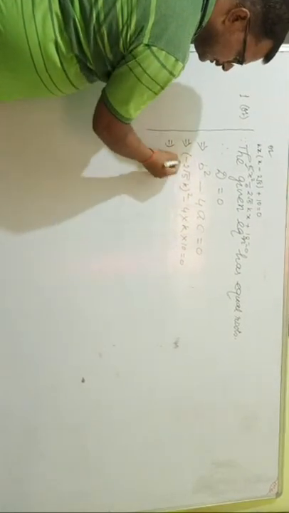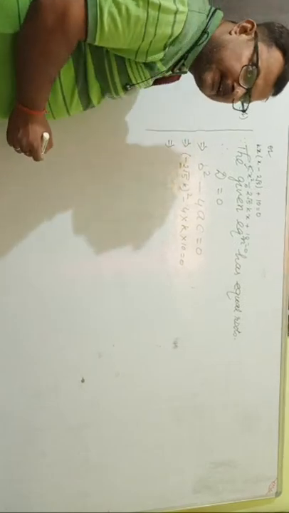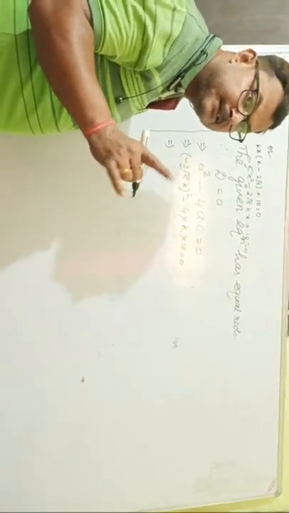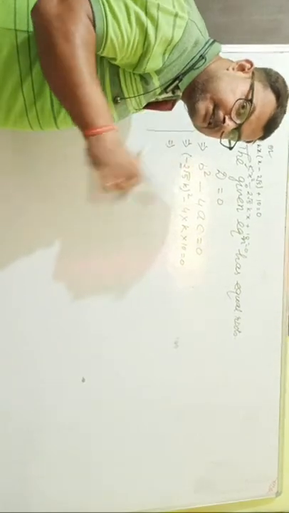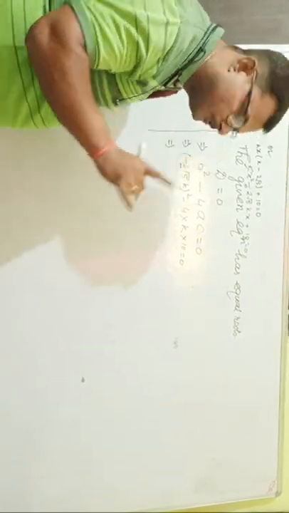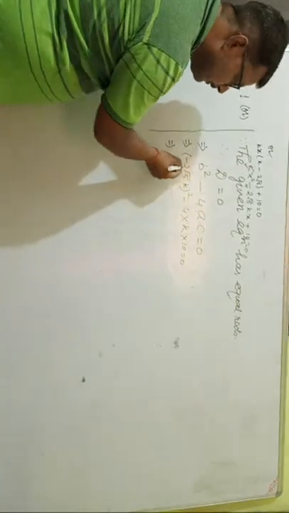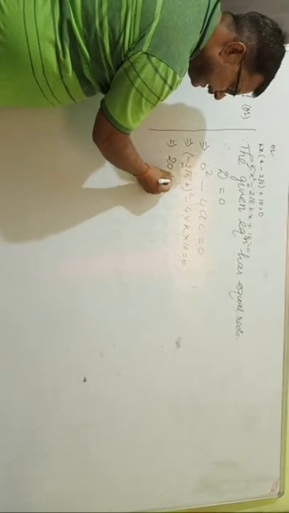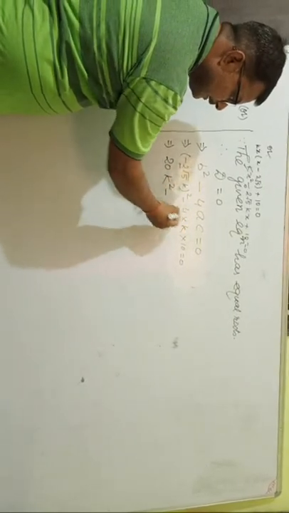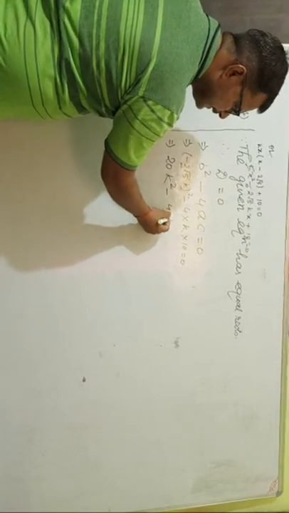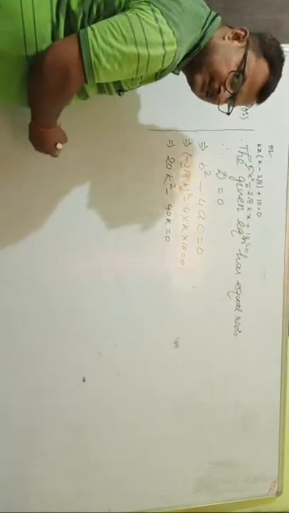Square of minus 2 means minus 2 into minus 2, which is plus 4, and square of root 5 will be 5. It means 4 fives are 20k square. And here 4 tens are 40k equal to 0.